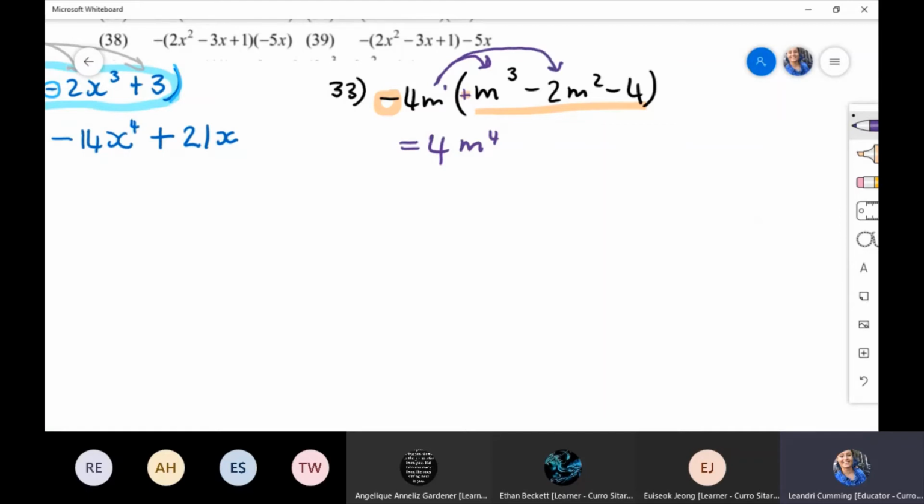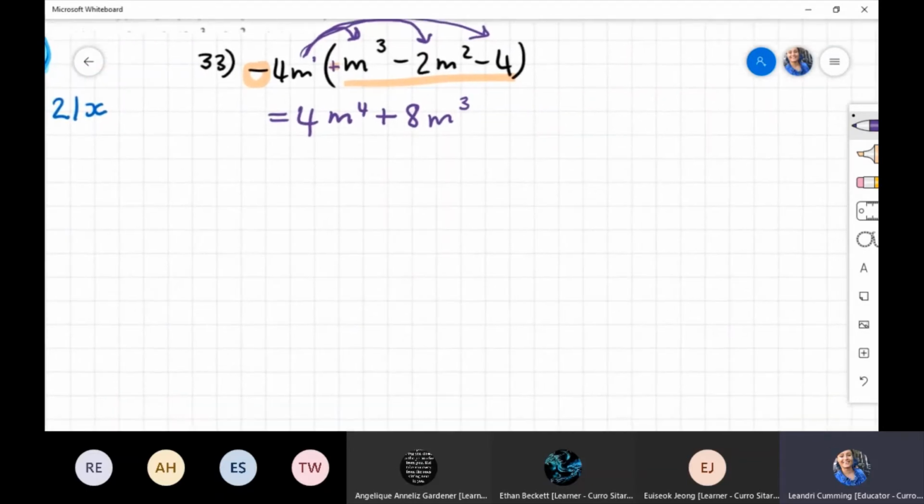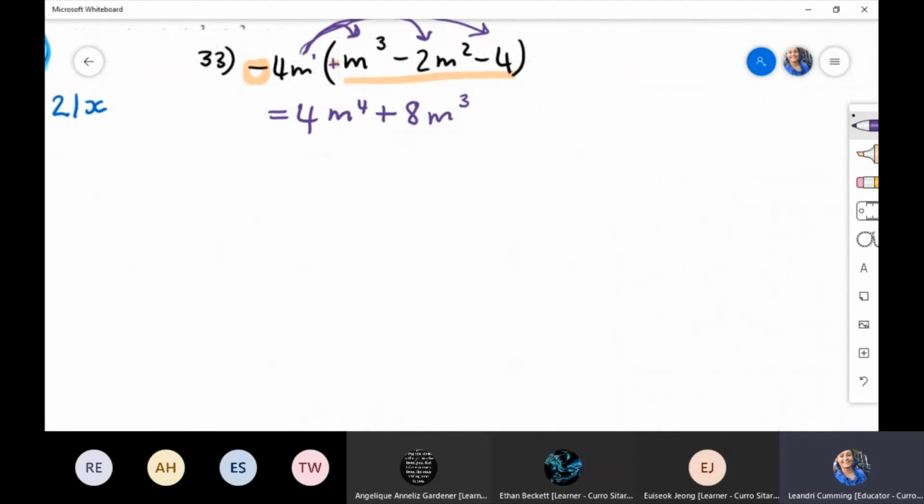Minus times a minus now is a plus. 4 times 2 is 8. And my m to the power of 1 times m to the power of 2 becomes m to the power of 3. And I go back again to my minus 4 because I need to multiply, distributing it into the bracket. Now I have a minus times a minus, and I get a plus. 4 times 4, 16. And what about that m?